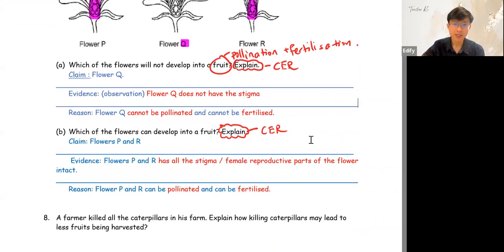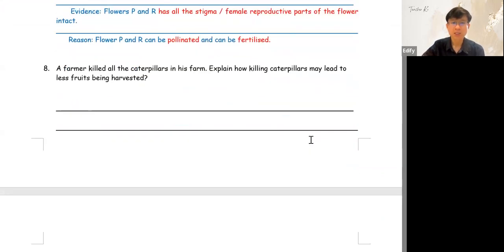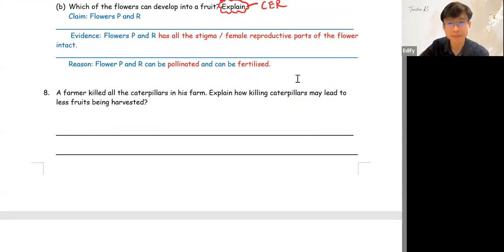All right, next one, number 8. If a farmer killed all the caterpillars in his farm, explain how killing all the caterpillars may lead to less fruits being harvested. Now, if this farmer is a fruit farmer, right, he has an orchard that grows fruit. If he kills all the caterpillars, how is it harmful for the plants?